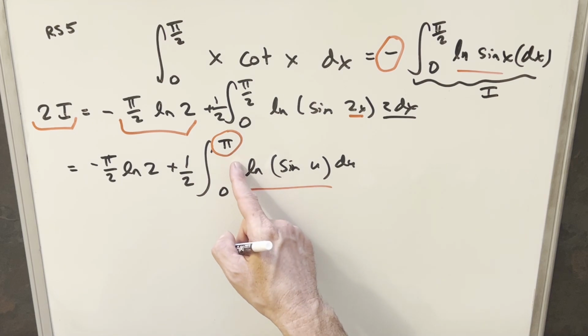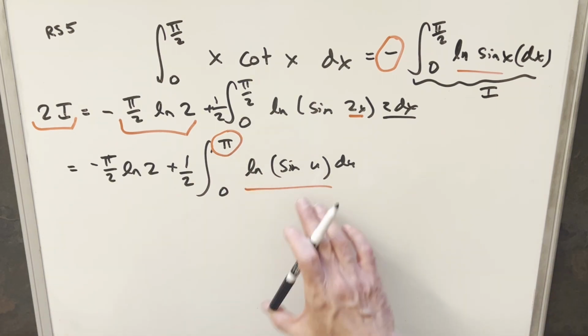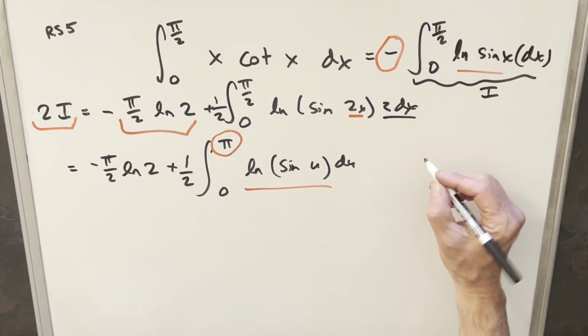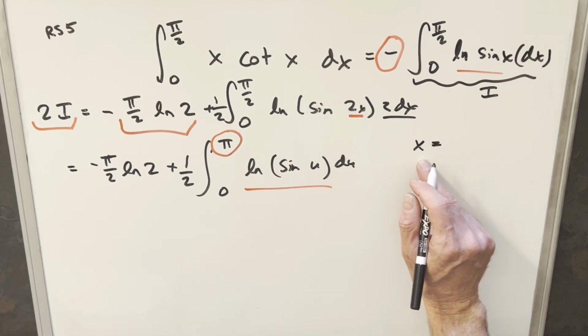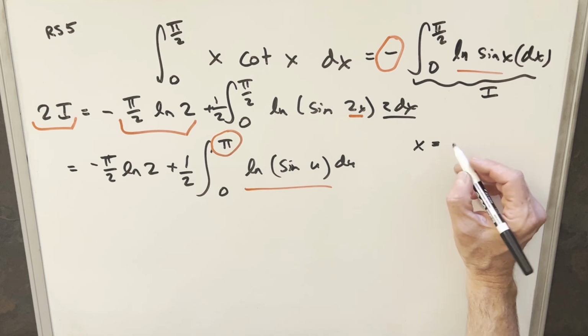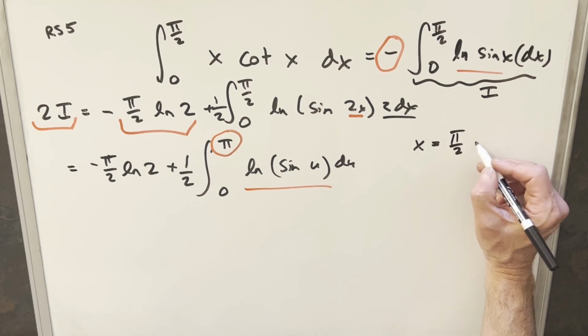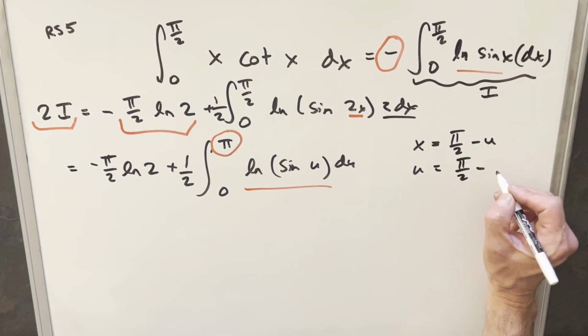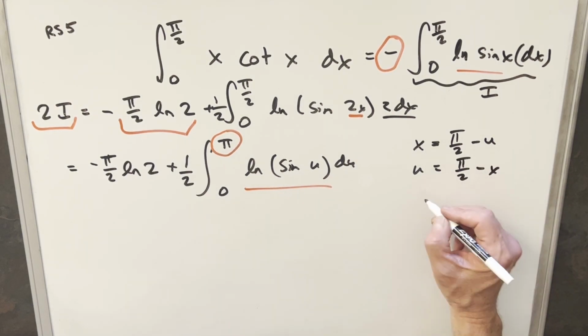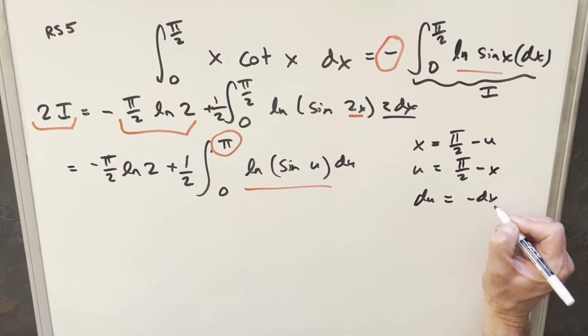What I want to do is fix these bounds to get back to pi over 2. So now I'm going to make another substitution, and instead of using another variable, I'm just going to go back to x because it's a definite integral. I can use whatever I want. So x is going to help me out here. So I'm going to make the substitution x equals pi over 2 minus u. Then u is going to be pi over 2 minus x. And our du value is going to be minus dx.